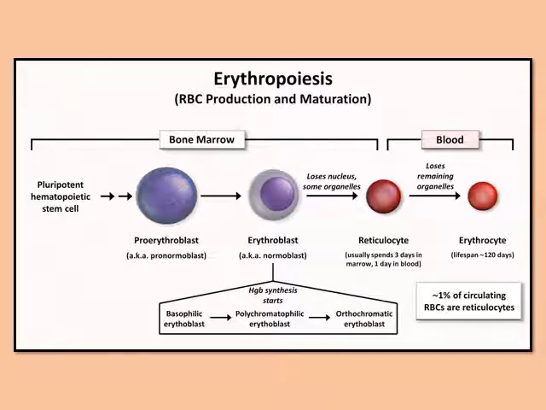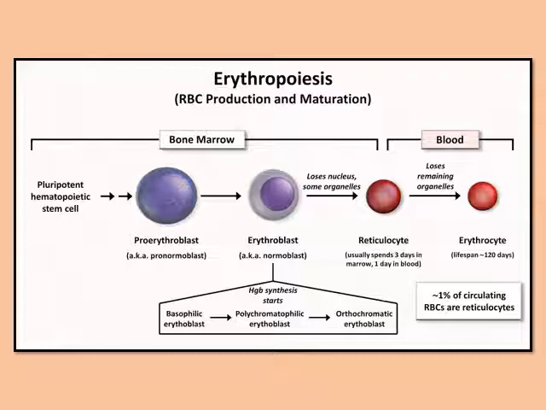Let's discuss erythropoiesis. Erythropoiesis is the production of erythrocytes or RBCs. RBCs are produced in bone marrow. They originate from a stem cell that goes through several stages of development. As you can see, pluripotent hematopoietic stem cell develops into proerythroblast, then proerythroblast develops into erythroblast. Erythroblast is the stage where ribosomes are synthesized and hemoglobin synthesis takes place.